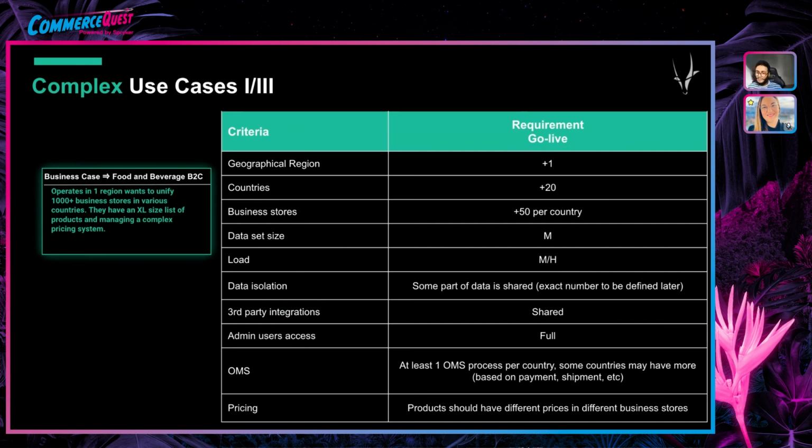OMS, in this case, is exactly the same process per country. Some countries might have more, some not, but still it's one OMS per country. The pricing, products should have different prices per different store. I added these requirements here, just additional on top of what we had, to provide you more details or clarity on this use case.